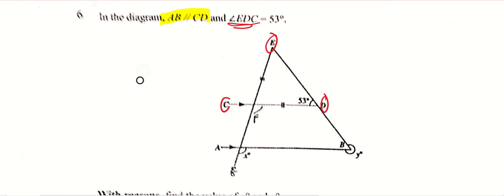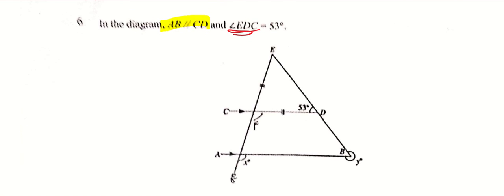E, D, C. Very clear. E, D, C. I'm talking about this angle. No other angles. Very, very clear. Don't give the examiner doubt, okay? If not, you won't get the mark. So simple. Don't be lazy.